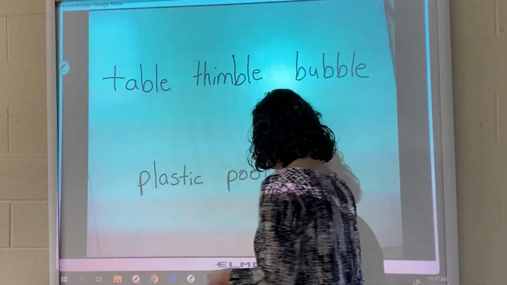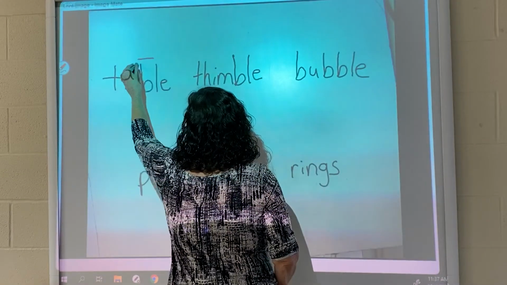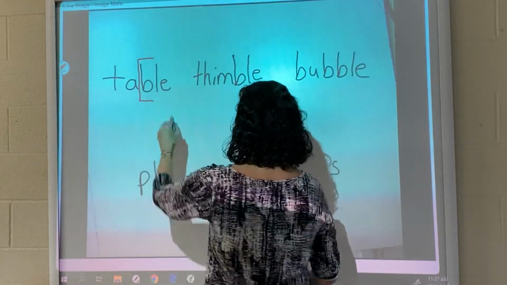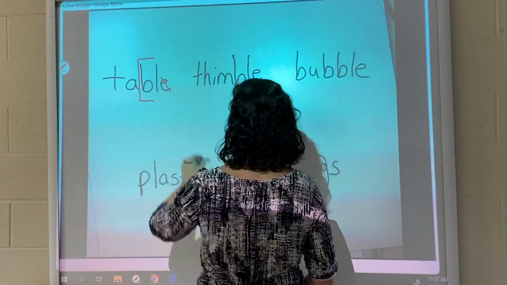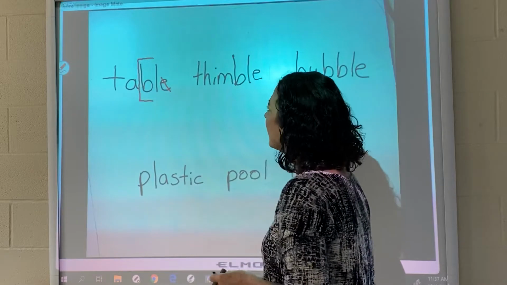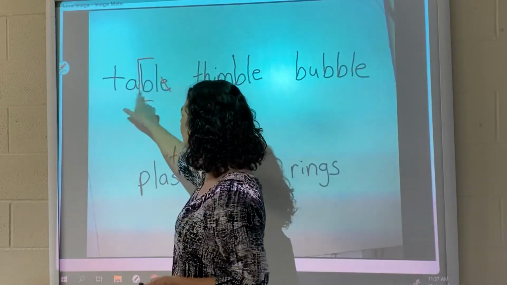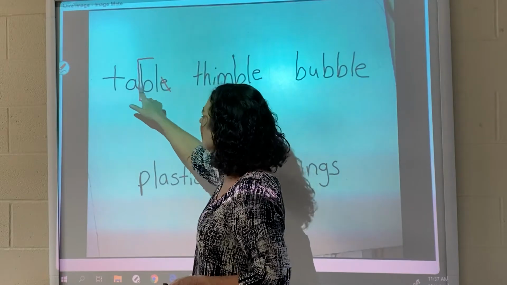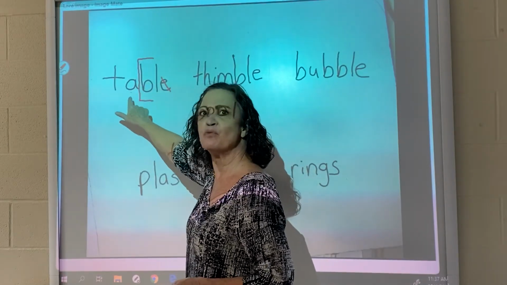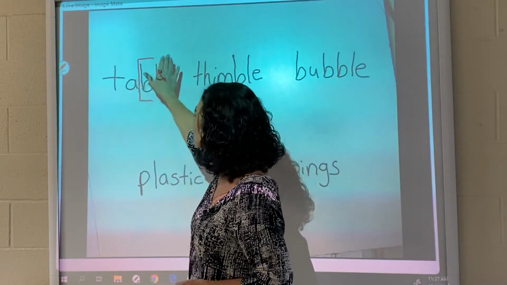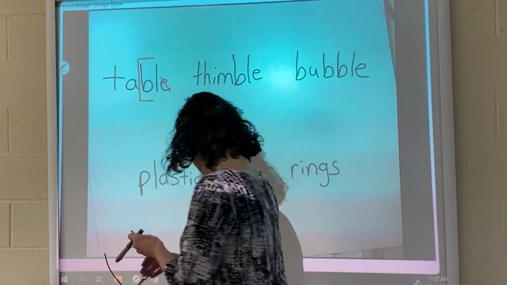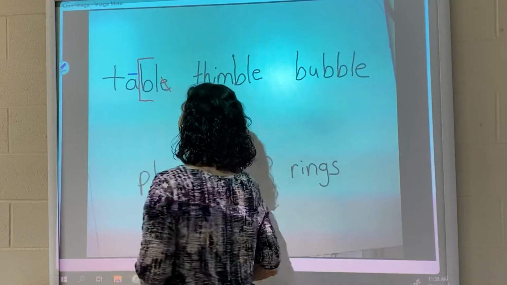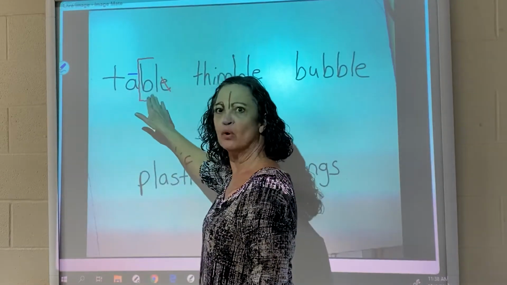And this is how I code it. I put this thing called a bracket around it. And then, of course, I mark out the sneaky E. And since this is a two-syllable word, this is its own syllable. The bull is its own syllable. But since a vowel comes right before that last syllable, I have to code it with a macron because it says its long name. Table.